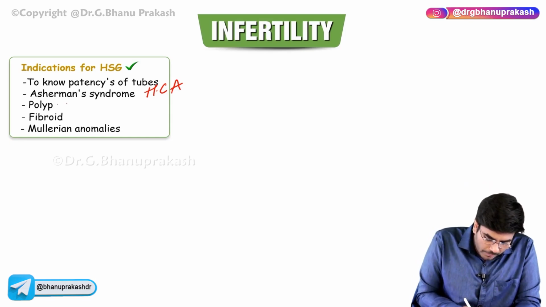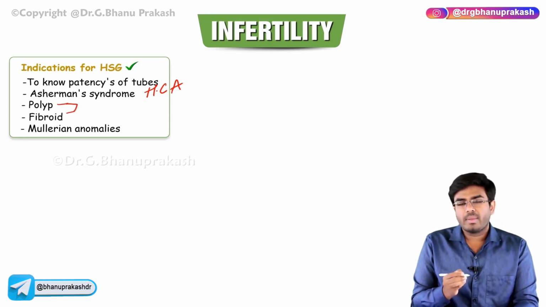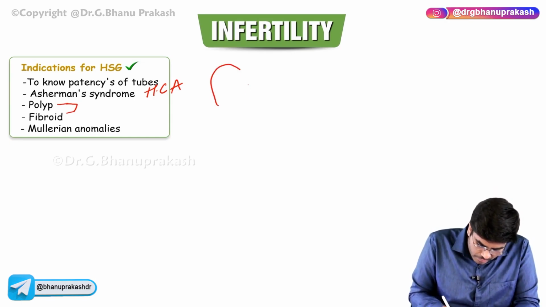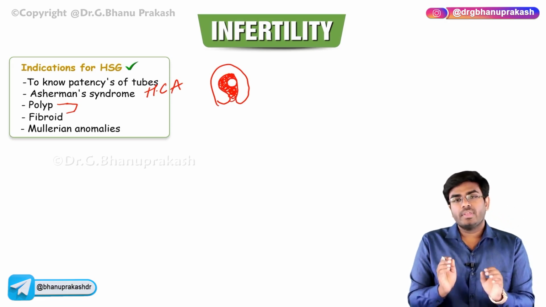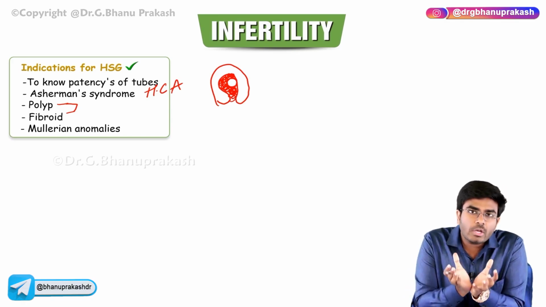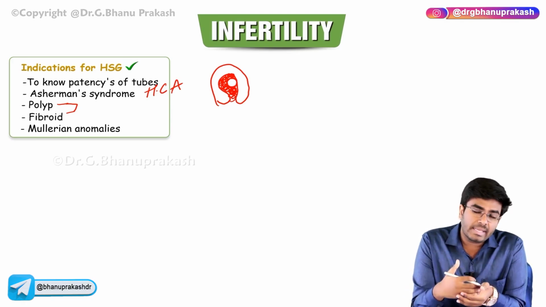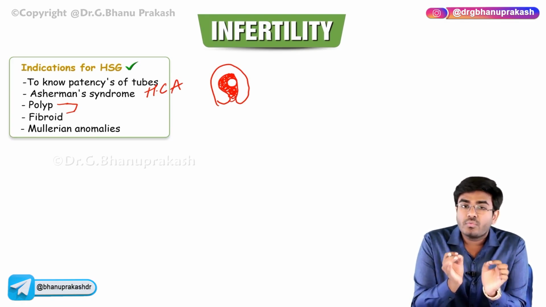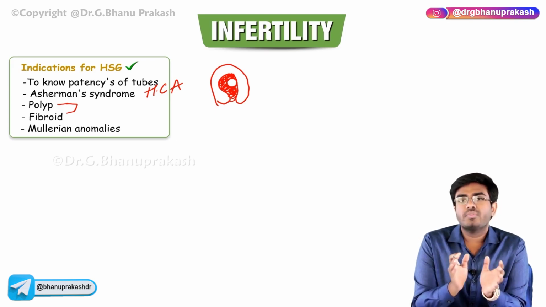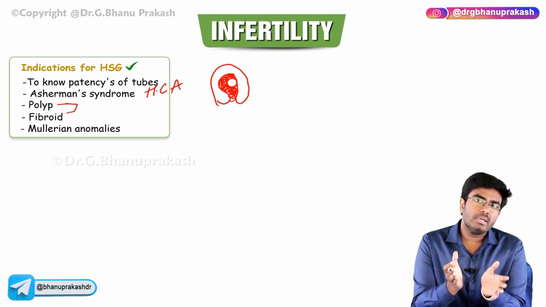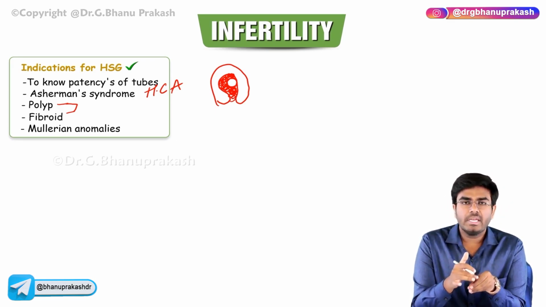Now, if there is a polyp or fibroid, what will be happening? For example, if this is the uterine cavity and here is the polyp or fibroid, the entire cavity is going to be filled with the radio-opaque dye. But in the area of the polyp or the uterine fibroid, there is no filling of the radio-opaque dye, which means in the X-ray, you will be having filling defects. So, filling defects are because of either endometrial polyp or submucous fibroid. So, with the help of HSG, you can know the polyp or fibroid which is present in the uterine cavity.